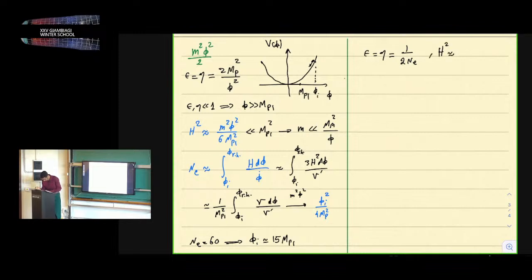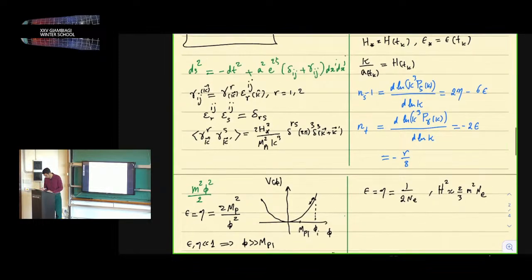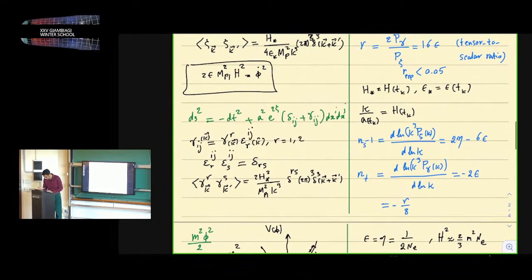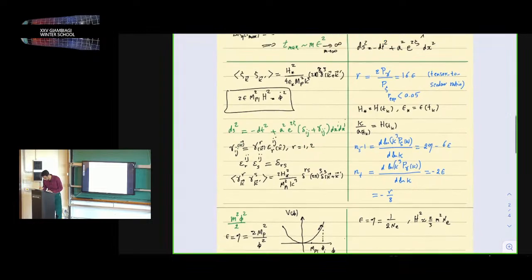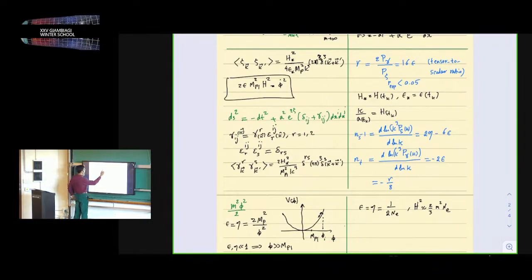So H squared is given by 2/3 m squared times the number of e-folds. The number of e-folds is fixed, it is about 60. Epsilon and eta are also fixed because the number of e-folds is fixed. Now, if we go back to these relations, you can see all of the predictions. As you see, N_E, we know what it is. It is 60. So N_E is about 60. Yes?